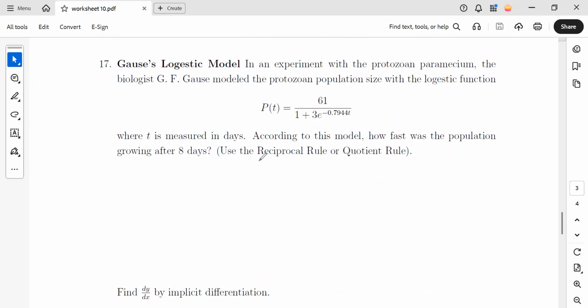It says use the reciprocal rule or quotient rule because it is easier to use the reciprocal rule. But you can also use the quotient rule, although the top doesn't have a variable, but since it is 1 over something, or 61, a number over something, you can use it as a quotient rule. But I think that the reciprocal rule is easier.